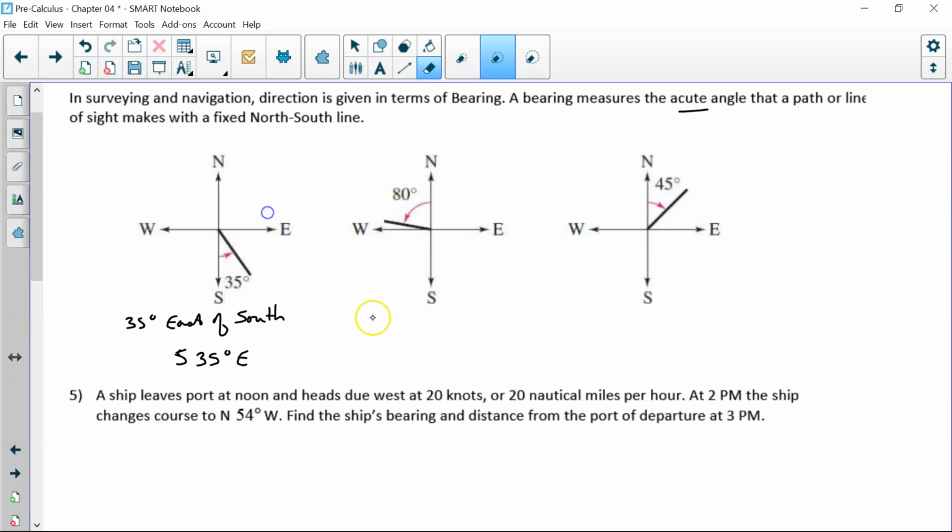So if we're looking at the next one, it's 80 degrees to the west of north this time. So that would be 80 in the middle, north first, and then west second. And now for the last one, we're 45 degrees to the east of north. So you would read that as north, 45 degrees east. So we're going north and then 45 degrees to the east. So north-south goes first, east-west goes at the end.